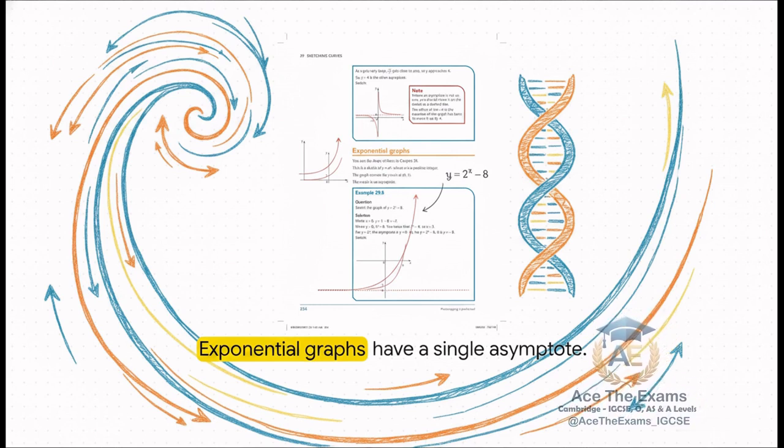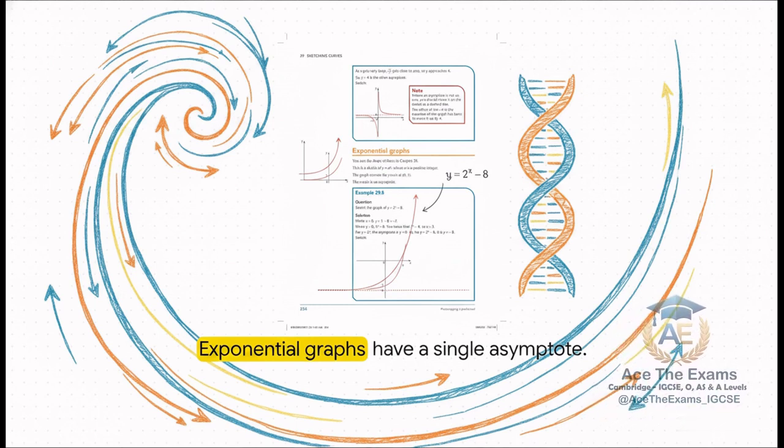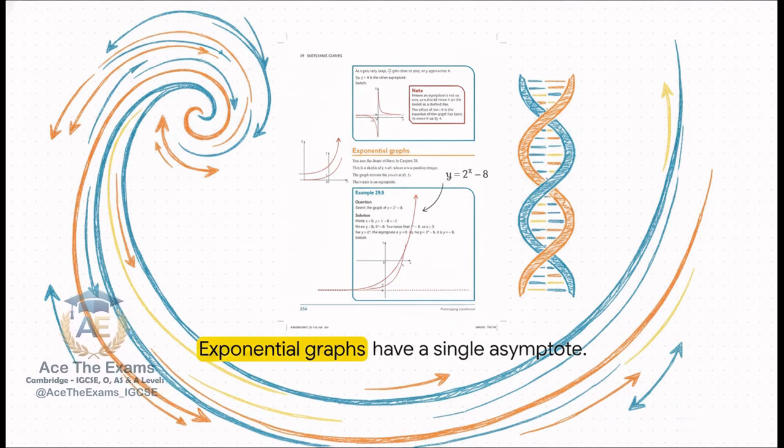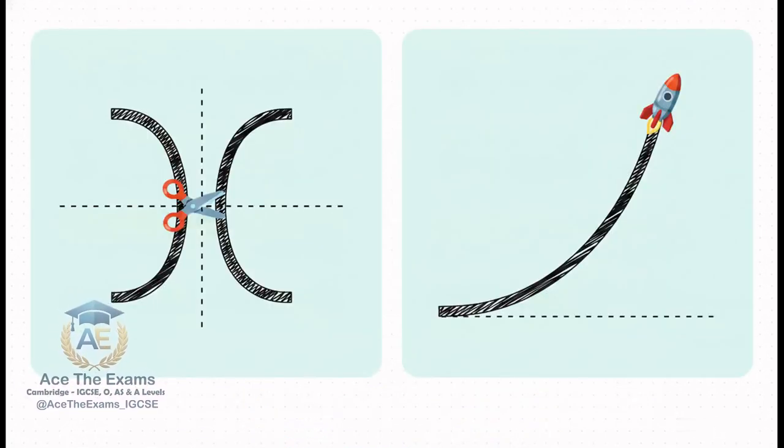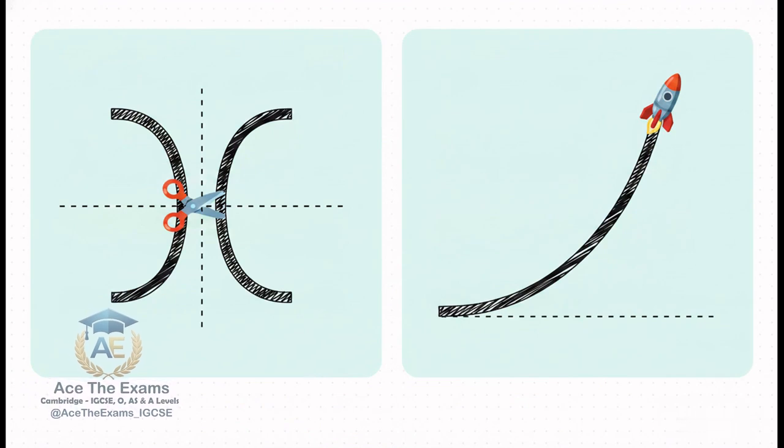Now, where is the invisible electric fence? 2 to the power of x can never be 0, so the lowest the y value can possibly get is hovering just above -8. That is your single horizontal asymptote. You draw a dotted line at y equals -8, mark your intercept at -7, and draw a smooth curve rocketing upwards to the right. Let's distill this into a brutally effective cheat sheet rule that you can memorize right now.